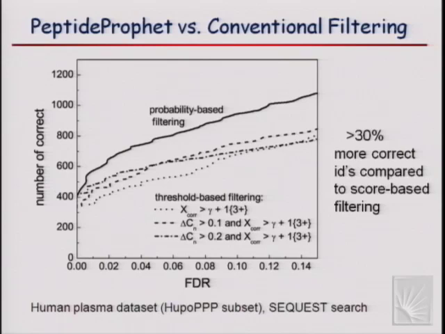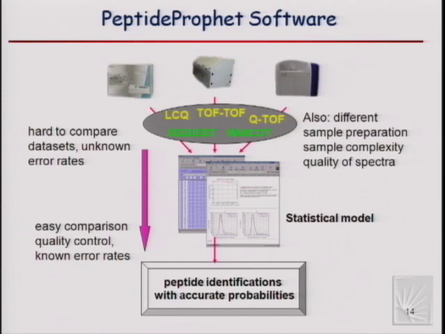So PeptideProphet is a tool that allows you to standardize this analysis a little bit and take the data from whatever instrument you use, no matter what search tool you use to analyze the data. Before this, it was hard to compare the data sets. The search scores are arbitrary. The error rates are not known. By processing using statistical methods, you get to the point where you can compare the data sets easily and estimate the error rates, which is certainly an advantage.